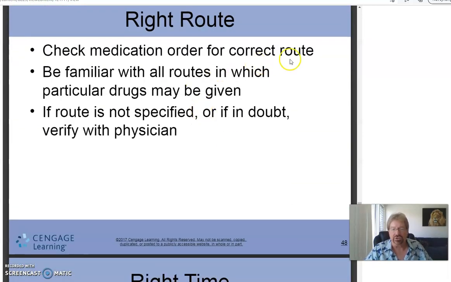Check the medication order for the correct route. Some of them can be given orally, some have to be given by injection, etc. Be familiar with all routes by which particular drugs may be given. If the route is not specified or if in doubt, verify with the doctor, guys.